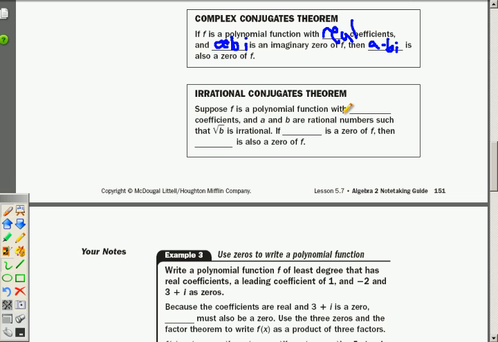So a rational conjugates theorem says, suppose f is a polynomial function with rational coefficients.